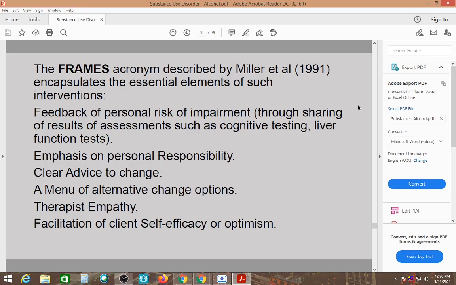Feedback of personal risks of impairment through sharing of results of assessments such as cognitive tests, level function tests. Okay, now, once they have done the tests, we have seen what effect alcohol does on the body and on the different stages. Definitely, once there are changes in the biological realm, there will definitely be changes in the psychological realm and in the social realm too. Right, and we have seen the different stages that a person goes through.